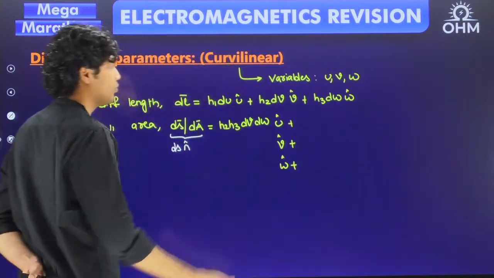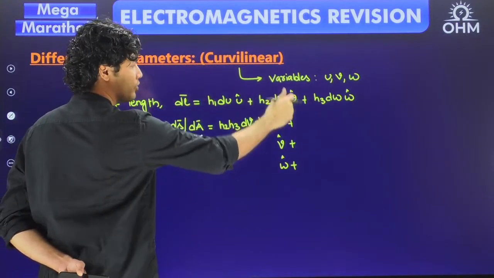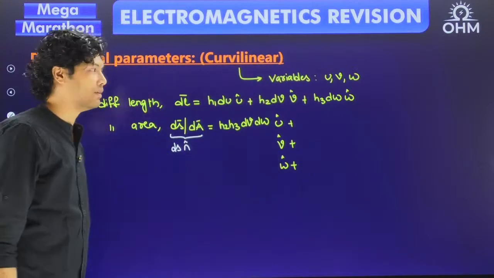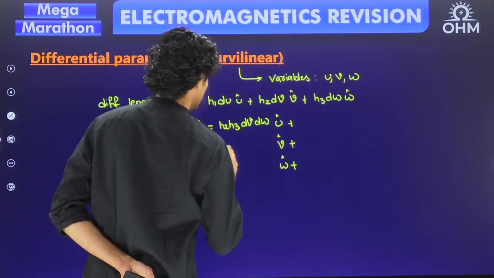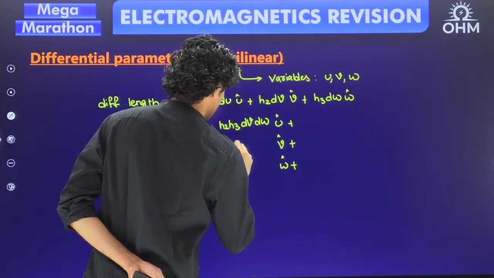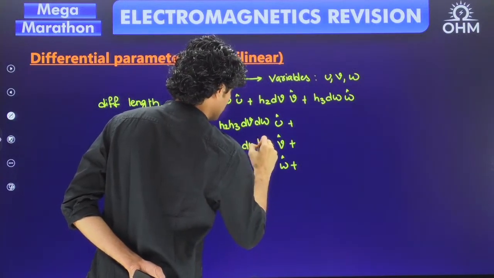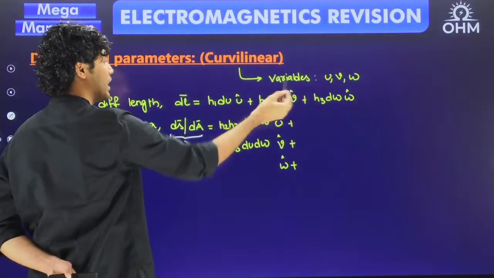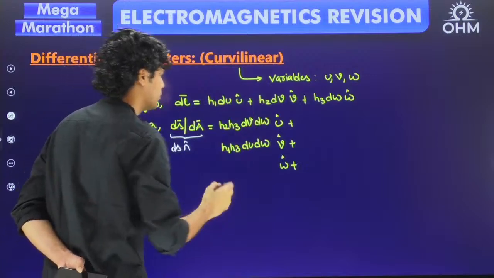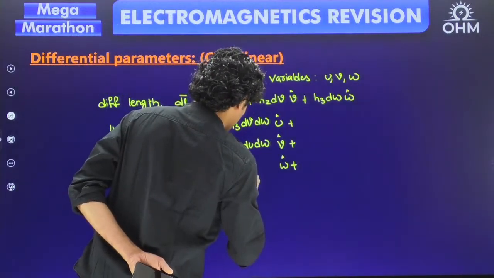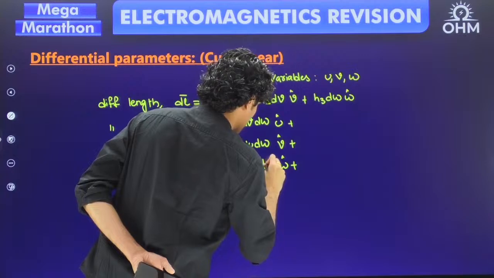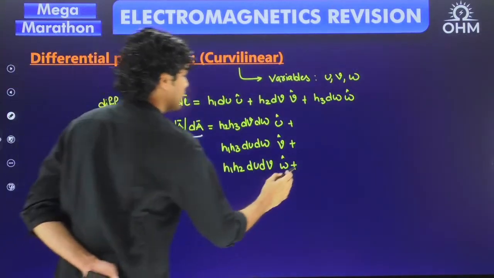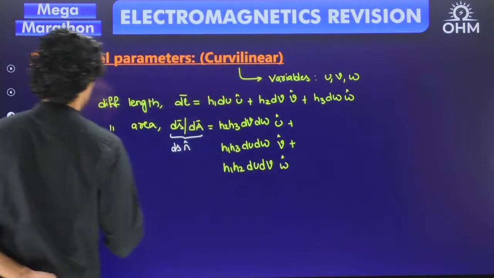Okay, and if I want area along v cap direction, then I'm supposed to multiply the u as well as w length, which is in this case h1, h3. This is h1, h3 times du, dw. And lastly, if I want area along w direction, I have to multiply the first two lengths, which is basically h1, h2 times du, dv. Okay, so this is what is the differential area in curvilinear coordinate system.